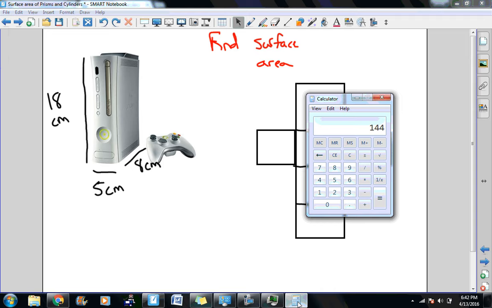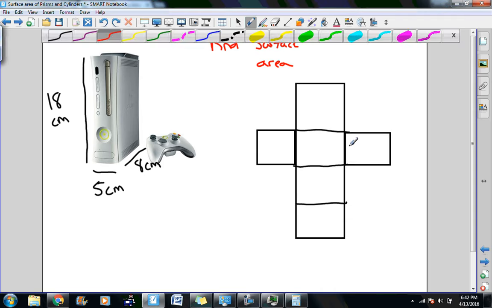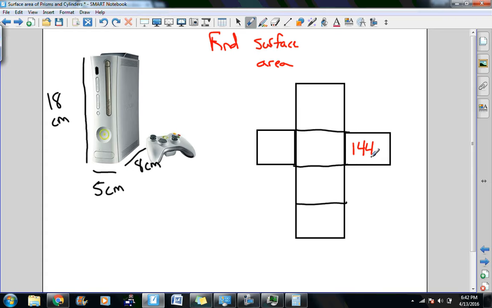Okay? Well, I know that the right side right here is 18 times 8. So I get 144 for the area on this side. And this would be square centimeters. And so this side would also be 144 square centimeters. The front of the object would be right here, and that would be 90 square centimeters. The back would be the exact same, also 90 square centimeters. The top and bottom would then be 5 centimeters times 8 centimeters, which would give me an area of 40 square centimeters for each.